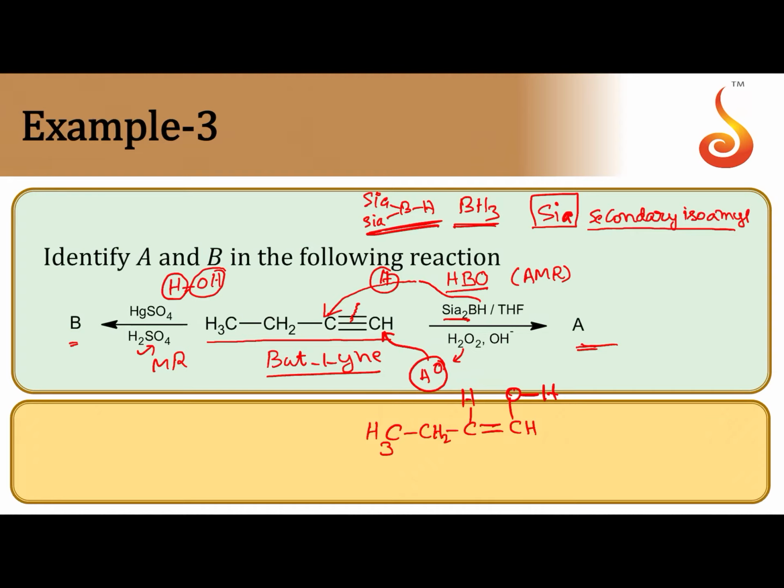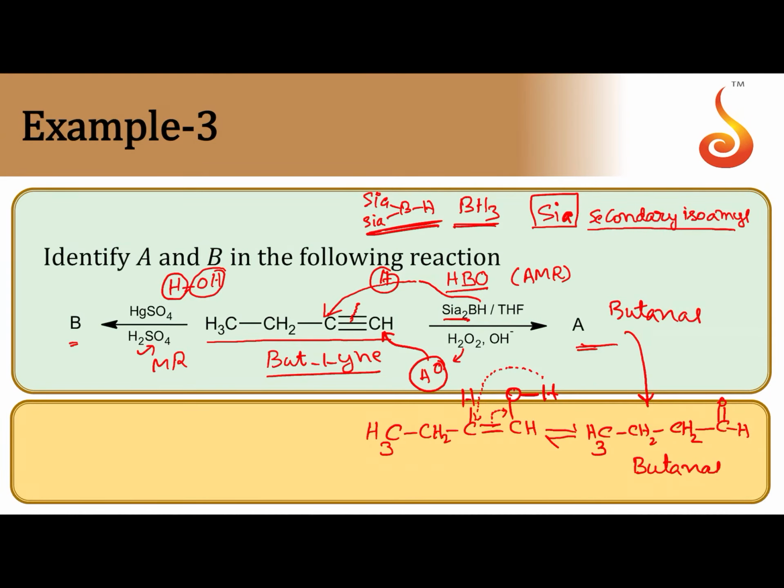Since this enol form is unstable, immediately it undergoes tautomerization due to migration of hydrogen from oxygen to the vinylic carbon. The C-C double bond is shifted from C-C to C-O. This process is called tautomerization, conversion of the enol form into the keto form. So we can get CH3, CH2, CH2, C double bond O, butanal. So A is nothing but butanal.